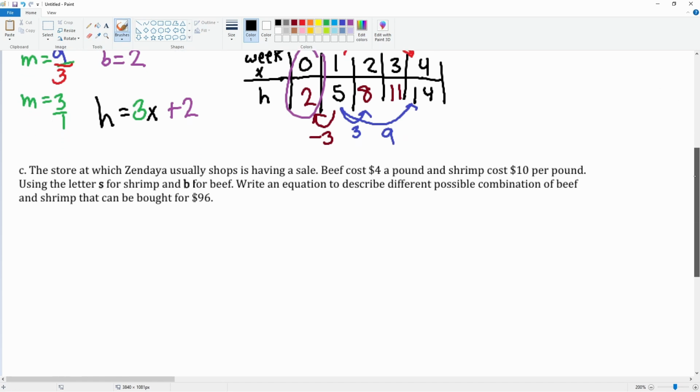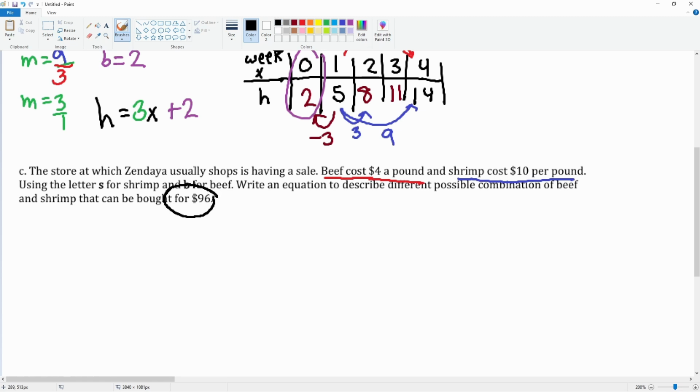Right? And C, the store at which Zendaya usually shops is having a sale. Beef costs $4 per pound and shrimp costs $10 per pound. Notice here it is two things, right? Beef costs $4 per pound and shrimp costs $10 per pound. These are two things. Okay, you want to use the letter S for shrimp and B for beef. Then you also have this. Okay, this is the total. So we want an equation.